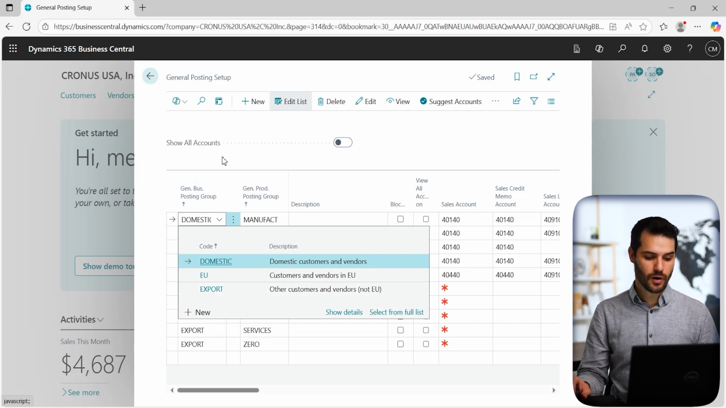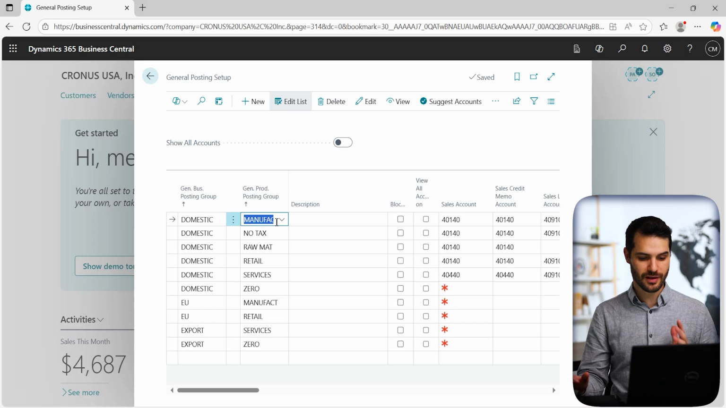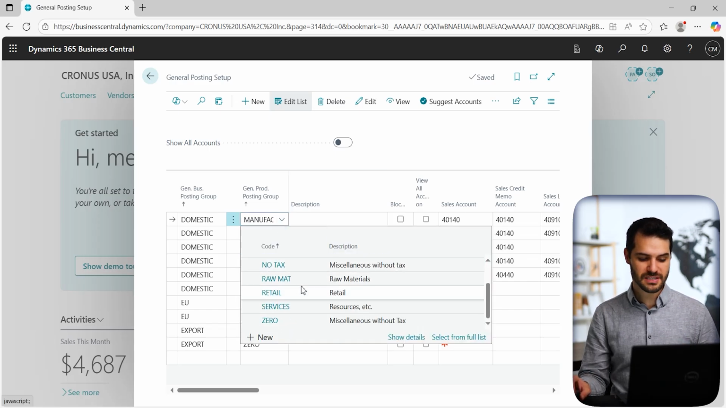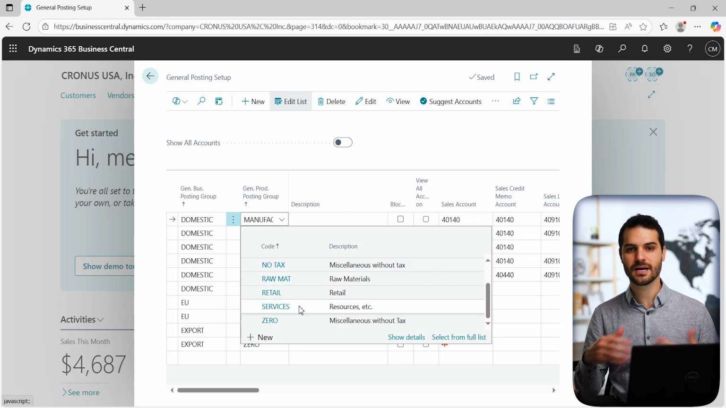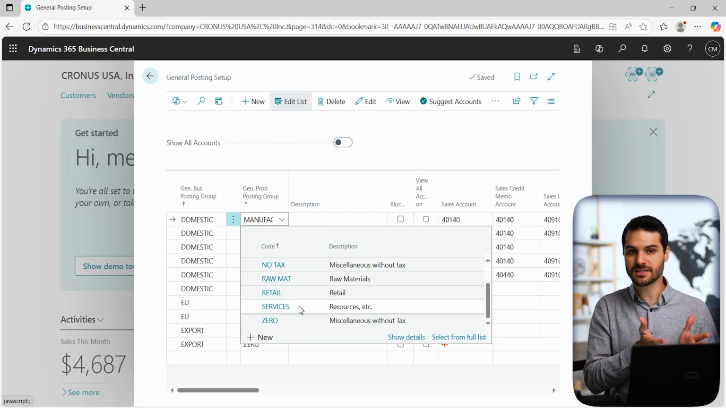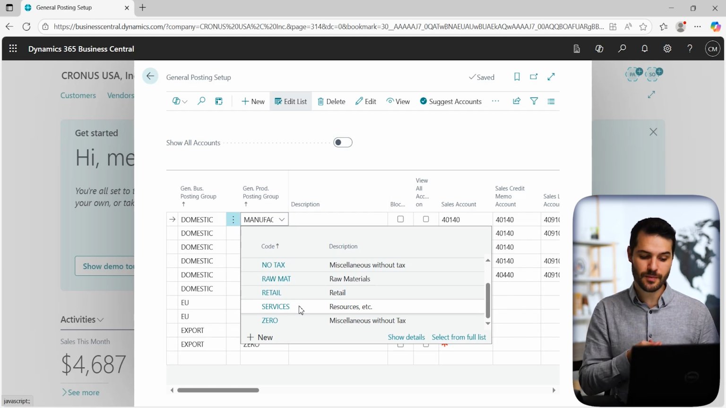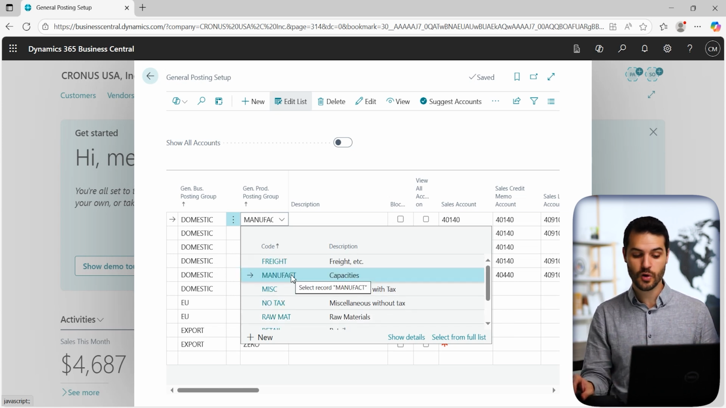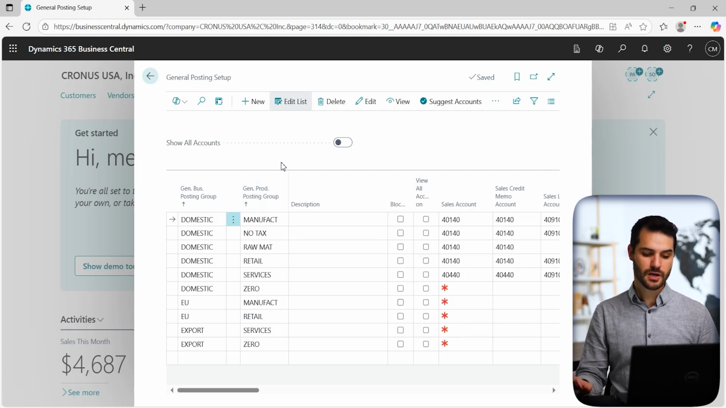Good. Now let's go over to general product posting group, which is relevant to the what. If we open that up, you can see we have things like manufacturing, raw materials, retail, services. These are all relevant to a what, which is, let's say we're talking about items here. If we're selling a widget, is this widget something that is going to be sold as retail? Is it a service? Maybe it's a widget that we use in our manufacturing process, so it's relevant to raw materials or manufacturing. Maybe it's going to be relevant to freight, etc. You get the idea. So again, these are all relevant to the what side of the question.